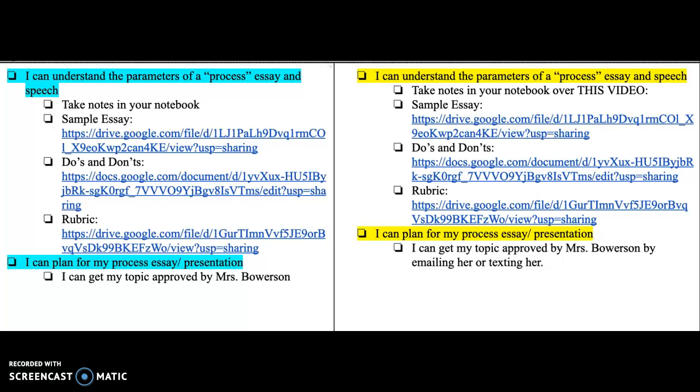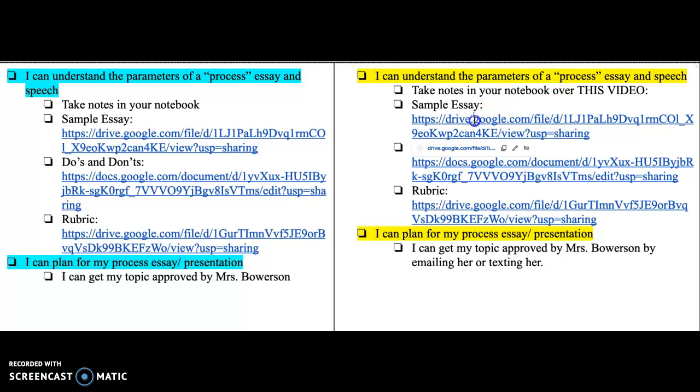Hi guys, so today we're going to talk about our next essay, or actually speech, and this is what we're going to be doing. So a process essay or process speech is where you demonstrate something or a process. This means that it could be something like changing a tire, braiding hair, showing a chicken. There are so many different things that you can demonstrate in a process speech.